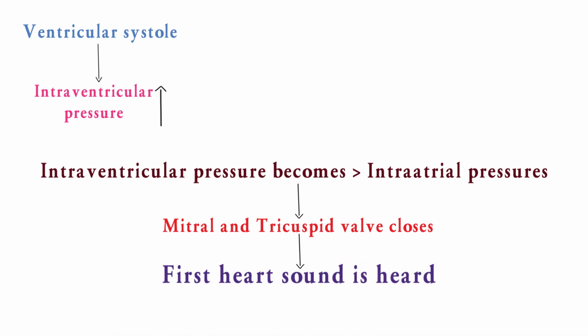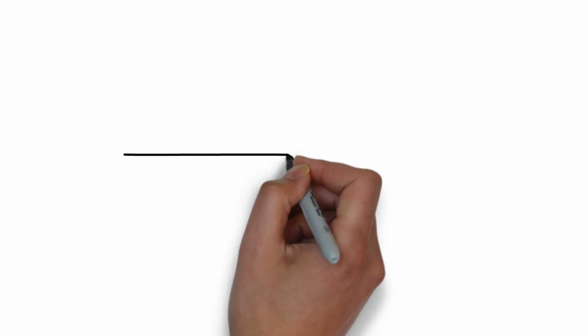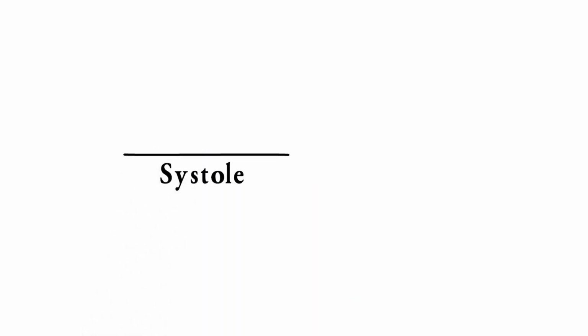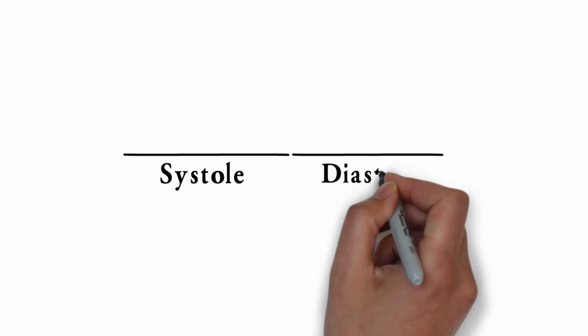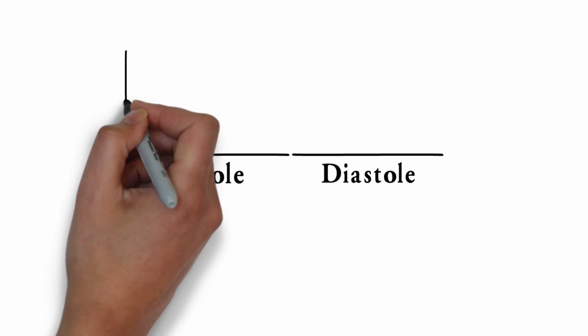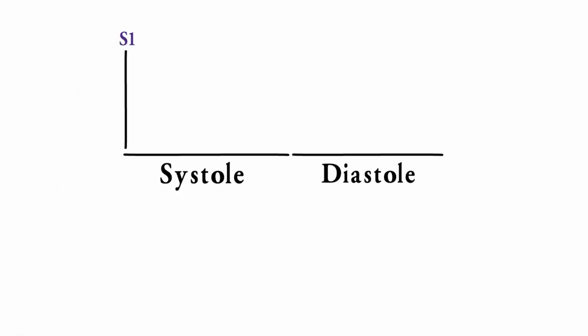Mitral and tricuspid valves both close almost simultaneously, which is heard as the first heart sound, and we often call it S1. So, if we make a line diagram showing the cardiac cycle, this is ventricular systole and this is ventricular diastole. S1 is heard at the beginning of ventricular systole. So, in our line diagram, we can make it here, which has two components, mitral and tricuspid.